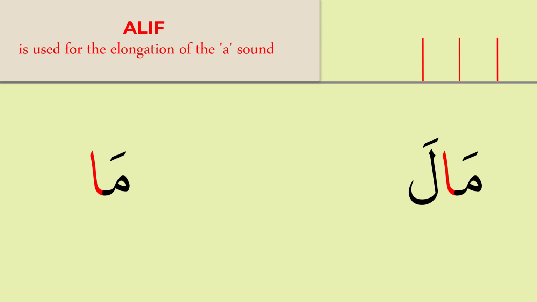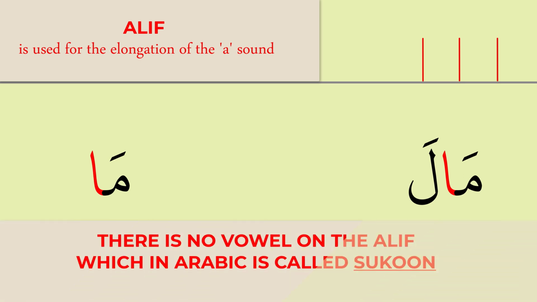But the point though is that the ALIF is used as an elongation of the A sound. And in both of these situations, there's no harakah, there's no vowel on these letters. So what's on it is a sukoon.